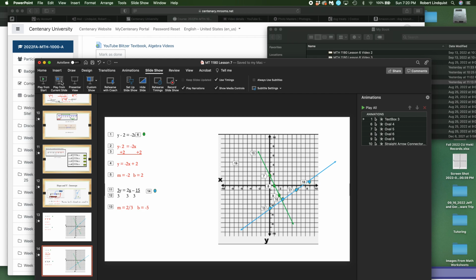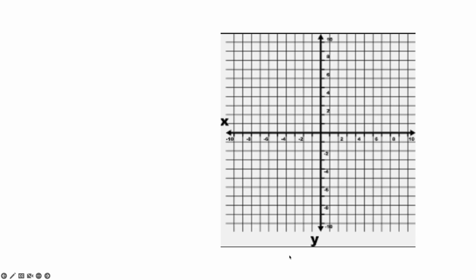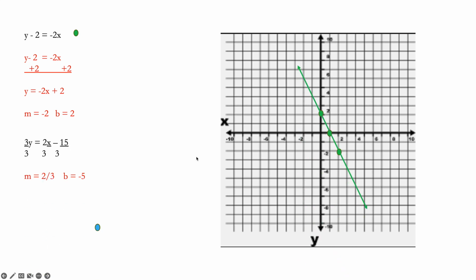Okay, so let's make sure that I get this right the next time. I don't know how I made these errors. I apologize. But now we are at the correct solution time. Okay, ready? The slope is 2/3, the y-intercept is -5.